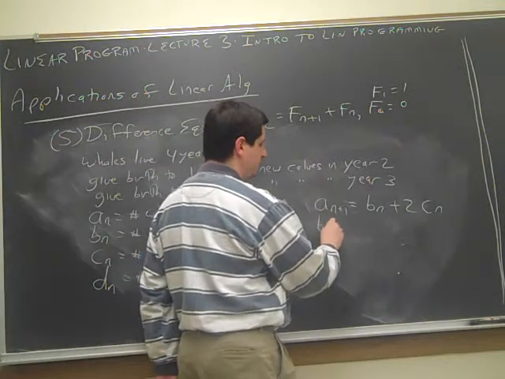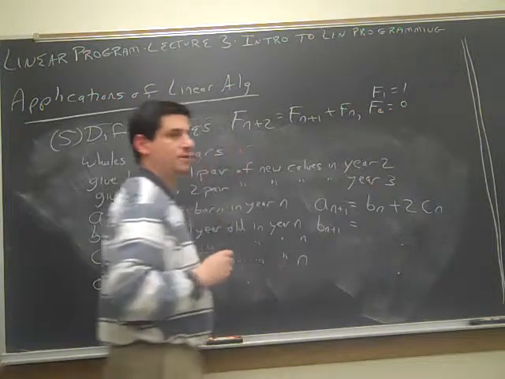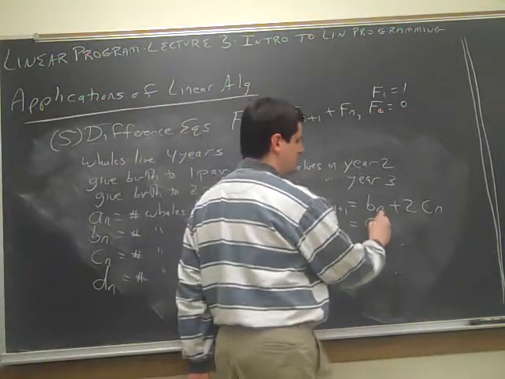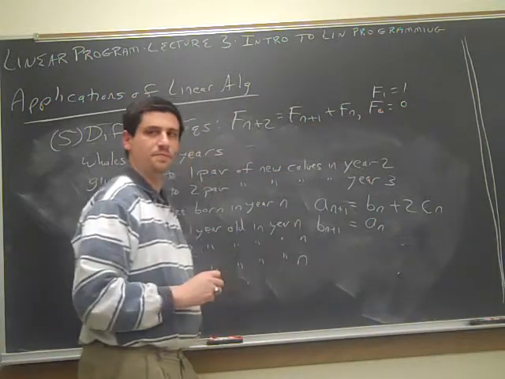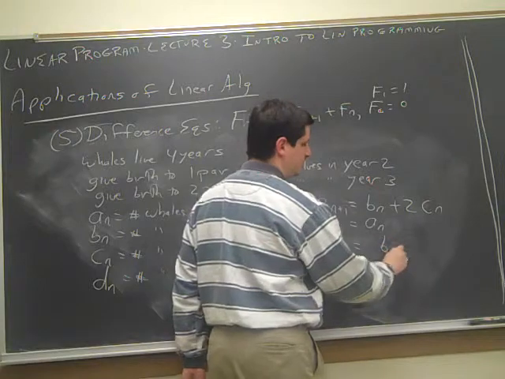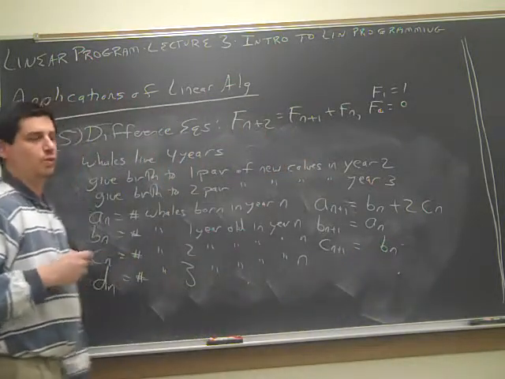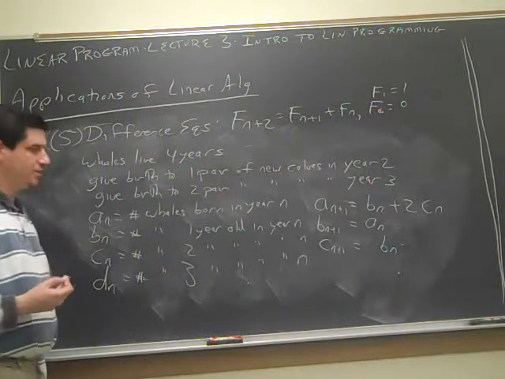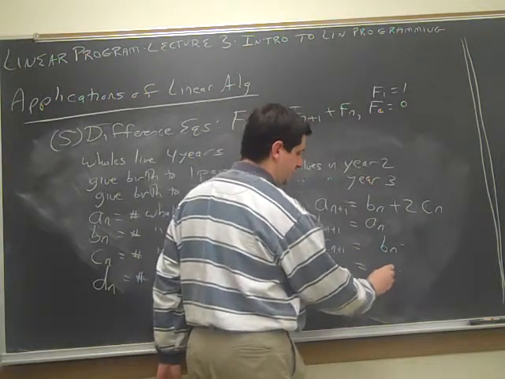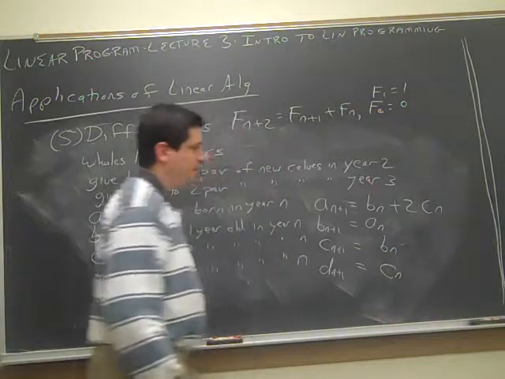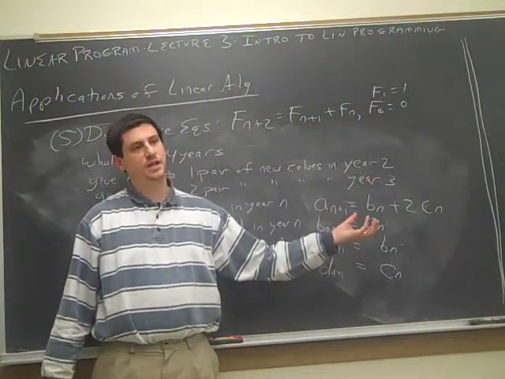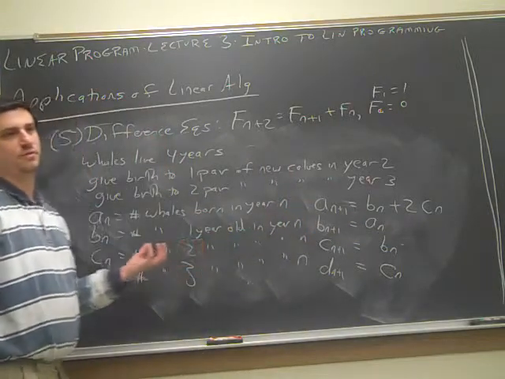How many whales in year N plus 1 are exactly 1 year old? Well, that's all the whales that were born the previous year. And then CN plus 1 is all the whales that were 1 year younger in the previous year. DN plus 1 is going to be CN. And you can put this into matrix form just like the previous problem, and you can solve it just like the previous problem.